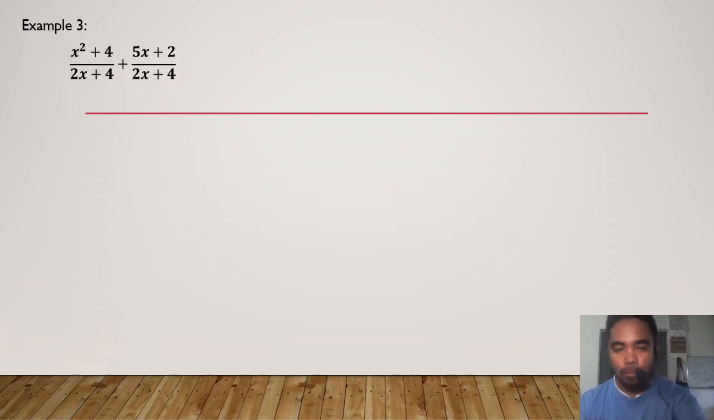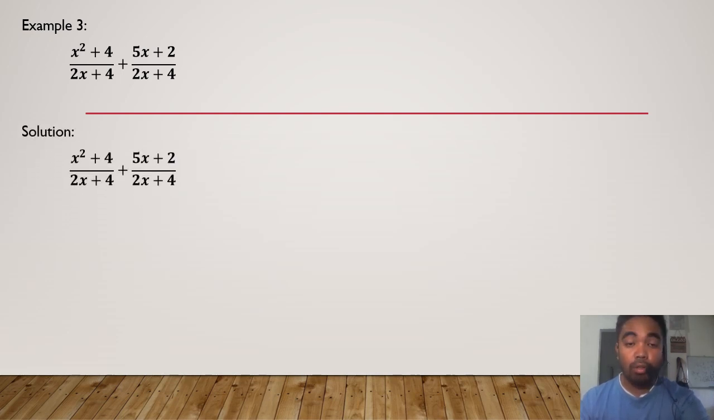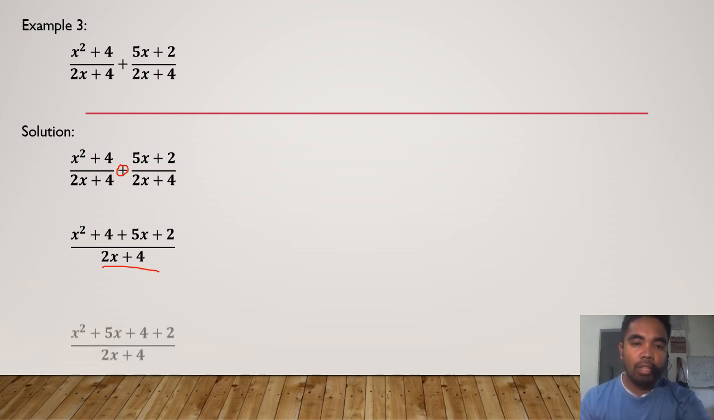Example number 3. So we have here x squared plus 4 over 2x plus 4 plus 5x plus 2 over 2x plus 4. So same denominator. Here's the solution. So we copy the denominator. Yan, we copy the denominator, same denominator, and then we combine the terms in the numerator. Yan. After we combine the terms, punta naman tayo dito sa tinatawag nating like terms.